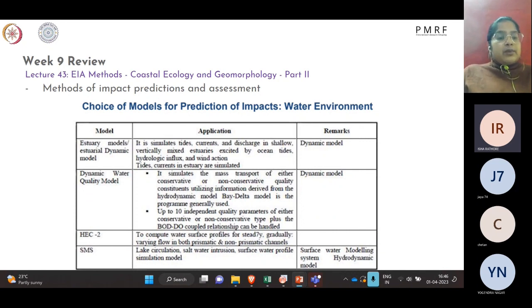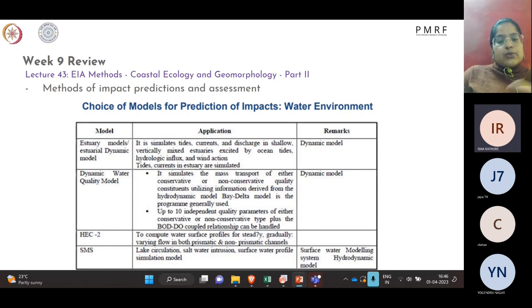Then you also have another dynamic model, which is the dynamic water quality model, and this simulates the mass transport of conservative or non-conservative quality constituents relating to water. And this can model up to 10 independent quality parameters. Then you also have the HGC2, which compares water surface profiles for different water channels and different water flows.